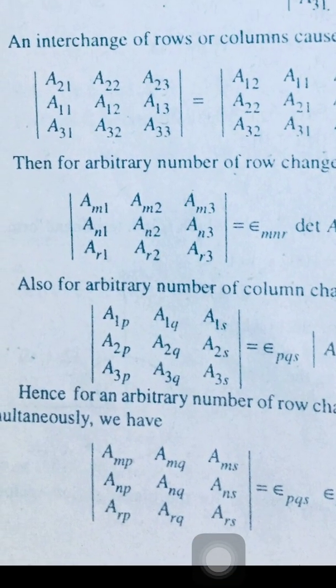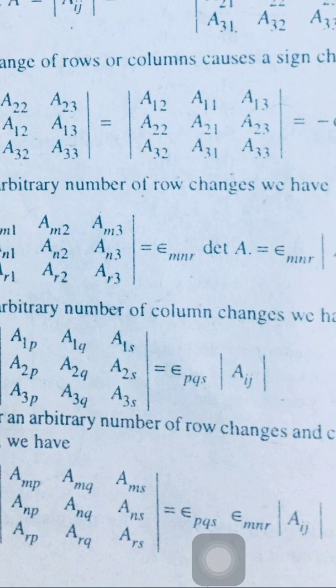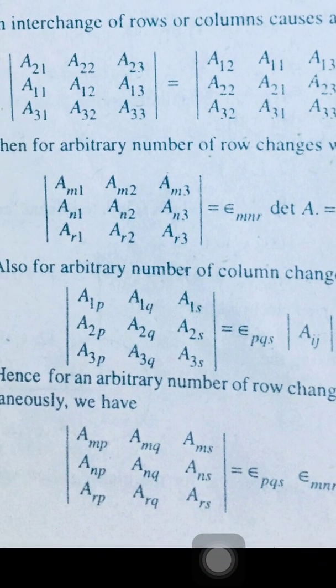Okay, the same thing we are also using for an arbitrary number of changes in column. In that case, the second indices are PQR. So it becomes PQS determinant Aij. Okay, when we change the number of rows, R is there, that's why we are taking here PQS, not taking R. So for number of changes MNR, we get epsilon MNR determinant A. Or in case we change PQS in column, then we get epsilon PQS determinant Aij.